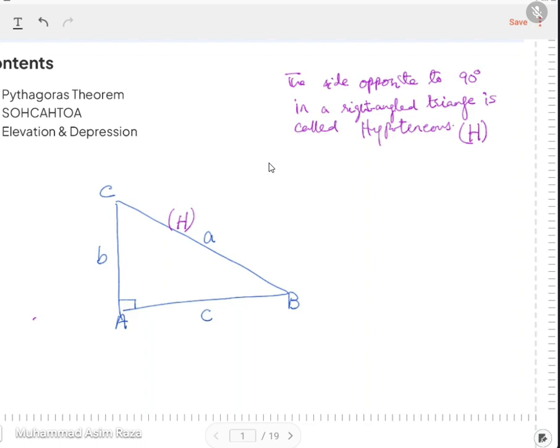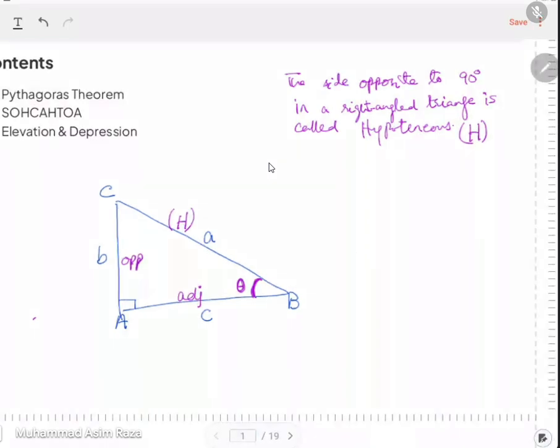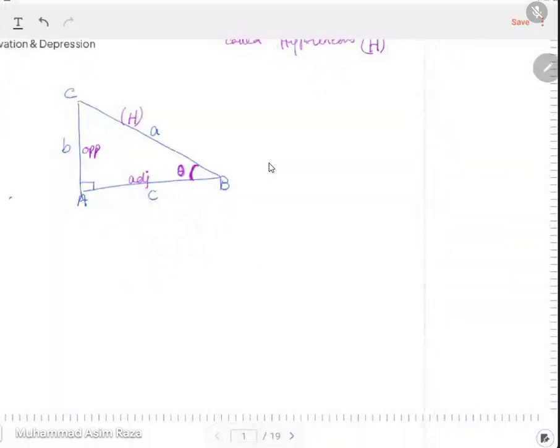Okay, so if this is angle theta, remember that if this is the angle theta, then the side which is opposite to theta is definitely the opposite side, and the side which is adjacent, the side which is touching the angle, is the adjacent side. Okay, so first of all we should learn how to name these sides.